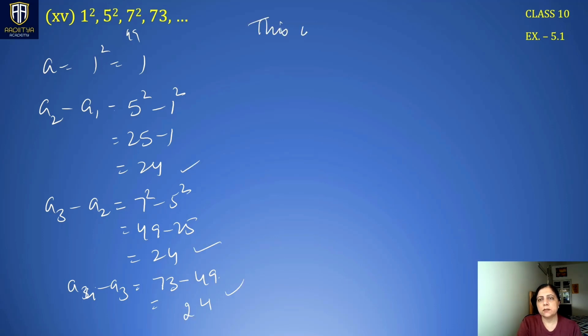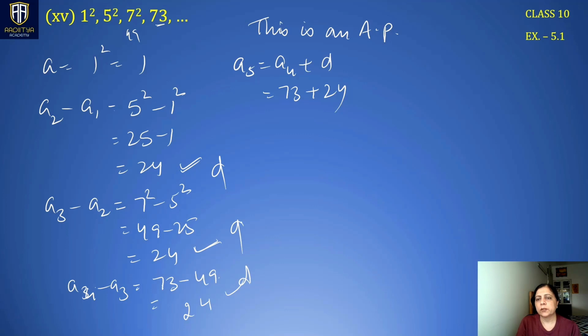So this is an AP, right? So just don't look at these numbers. Like in the previous question also we had squares, but see, there are differences and a number like this also. So please check. Don't just rush to the answer orally. Now this is an AP. Now we have to find A5. A5 is A4 plus D. A4 is 73, D is 24. These differences are nothing but the common difference D. So this is 97.